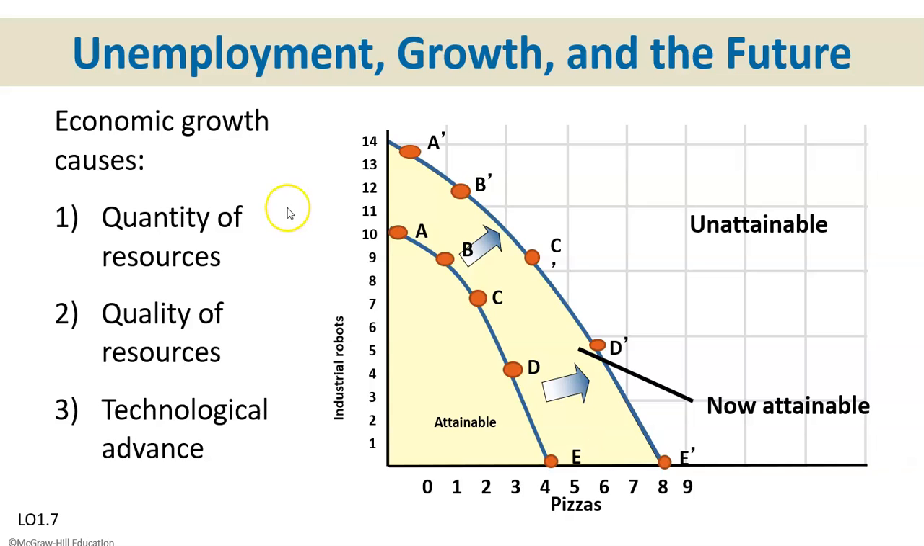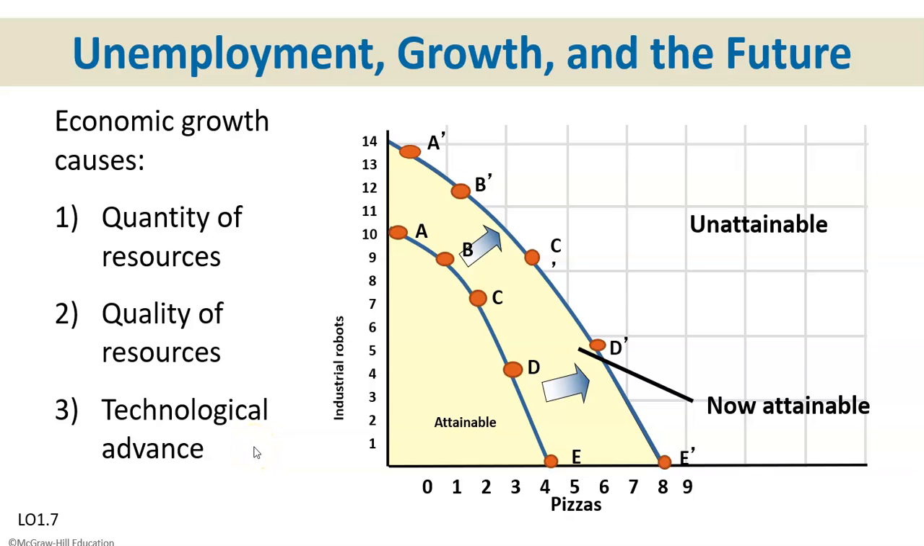If we have an increase in the quantity of our resources, a good example of this is immigration. When we have immigration, we have a larger workforce, then we'll see increases in economic growth in an economy. The second one is quality of resources. An example of this is education. So if we educate our workers, then our workers are higher quality. They're able to produce more, and that can cause economic growth.